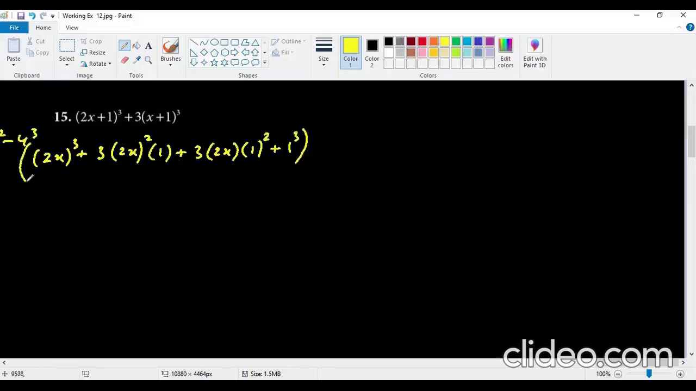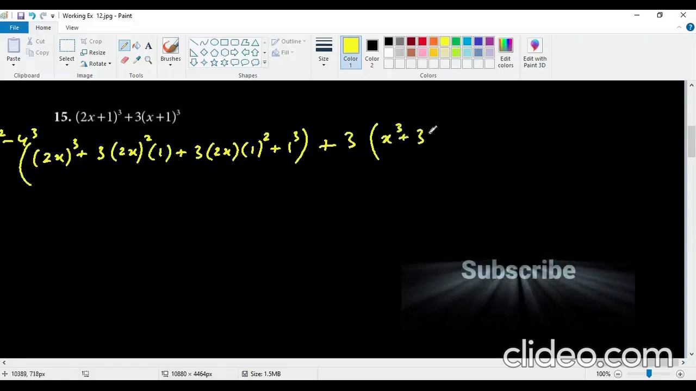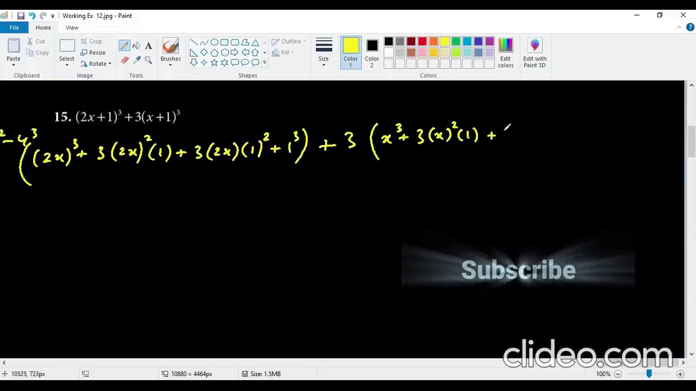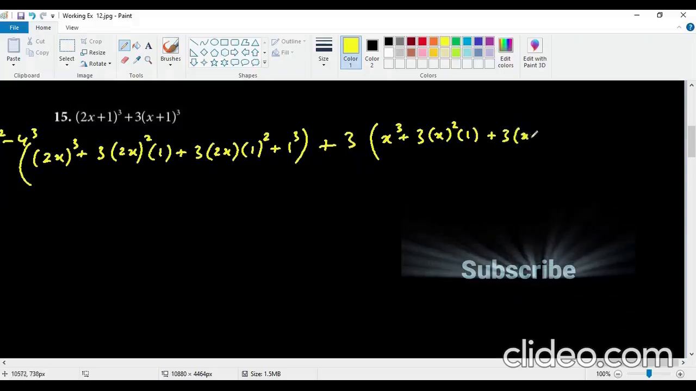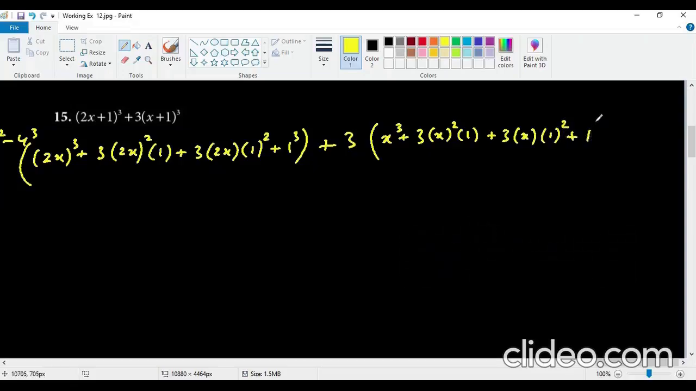So this is going to be the first bracket, and plus 3 times. Now in the bracket, I will be solving a plus b whole cube formula. So it's going to be x cube plus 3a square b, and plus 3ab square and plus b whole cube.